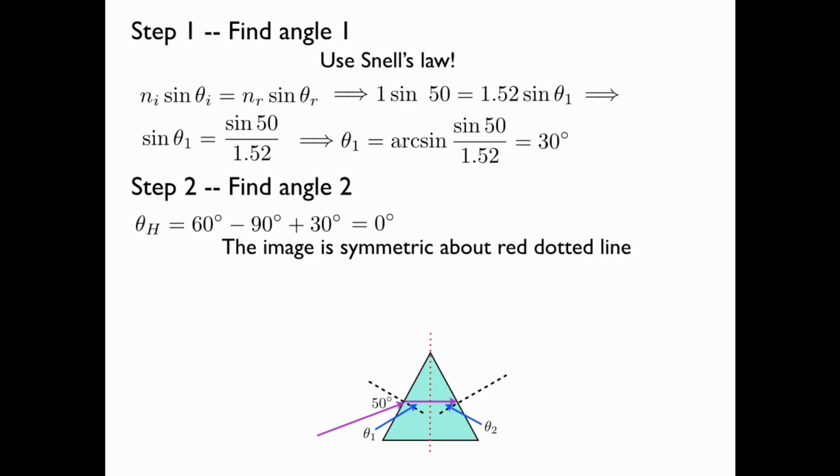This means that the image is symmetric about that red dotted line which has been drawn into the diagram. It's completely symmetric because it's an equilateral triangle and because the light ray inside of the prism is horizontal. This implies that theta 2 is equal to theta 1, which is just 30 degrees.